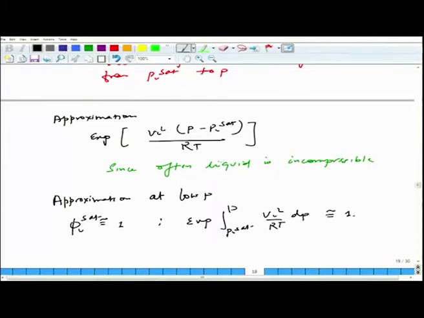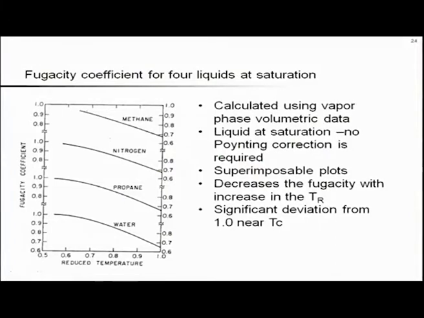Let us try to understand how this approximation looks for different systems. In order to understand the Poynting correction, or in general the fugacity, we will take an example. Let us discuss the fugacity coefficient behavior for liquids at saturation condition by considering four molecules: methane, nitrogen, propane, and water. In order to plot these on the same scale, we have taken the reduced temperature, which is T by Tc.